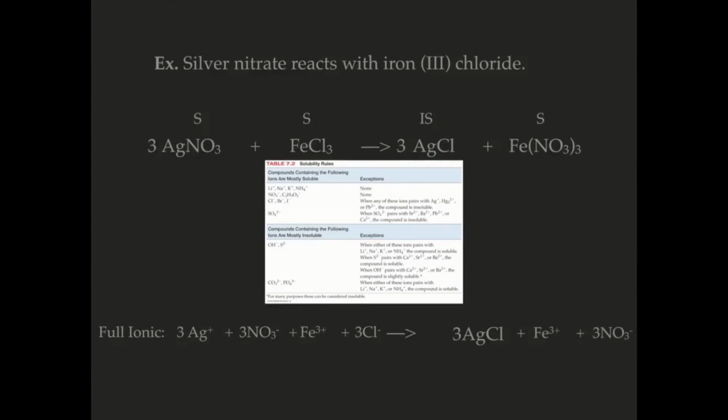So anything that's the same on both sides will cancel out. My iron ions will cancel out, and my nitrate ions will cancel out. So what I'm left with is 3 Ag+ and 3 Cl- to produce 3 AgCl. So this is your net ionic. Notice there is a reaction here. The reason your net ionic equation is so important is it shows you exactly what is reacting. In this big double replacement reaction, the only thing we really care about is that silver chloride is being produced, and it's being produced because silver ions and chloride ions are reacting together.